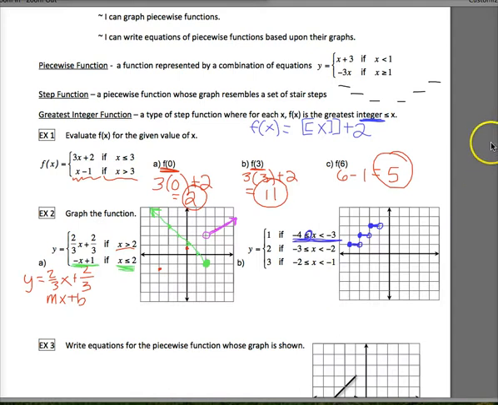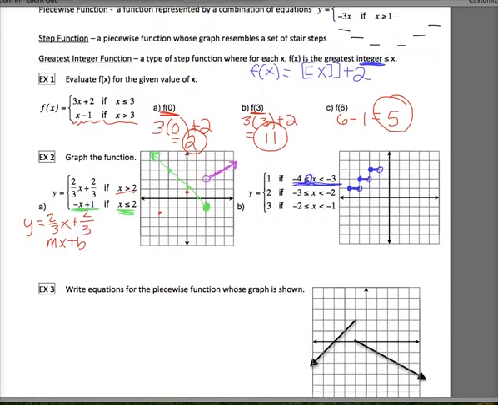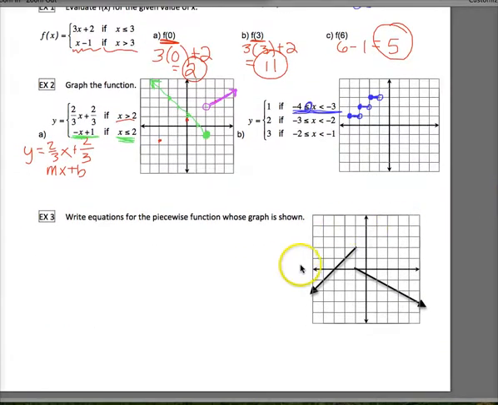All right, moving on to our third and final learning goal. I can write equations of piecewise functions based on their graphs. Now, on your actual paper, you have the circles filled in. I couldn't get them small enough using Word here. So let me switch to black so it'll blend in, but I've got an open circle that was here on your paper, and then I've got a closed circle that was here.